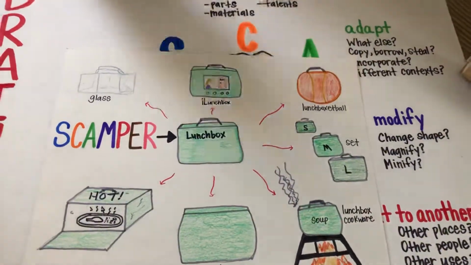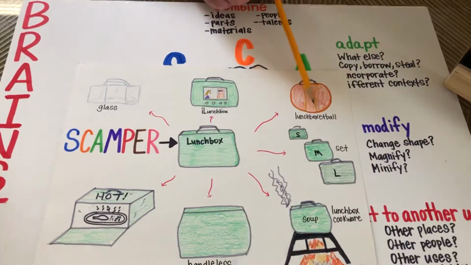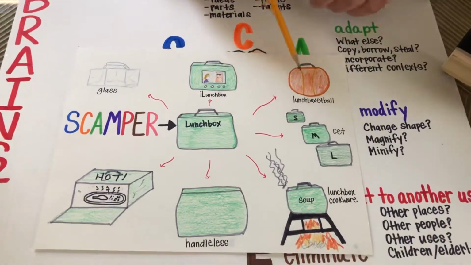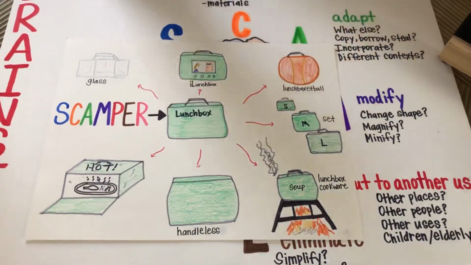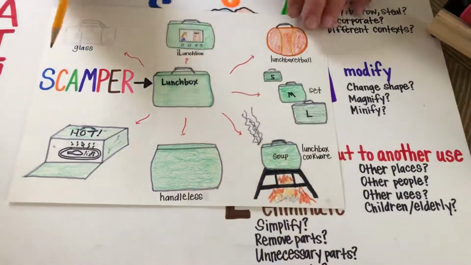Then adapt. What else can we do? Can we borrow? Can we change it at all? How about a lunch basketball? Make a basketball lunchbox. Cool. Then let's go to modify. Can we change the shape, minify, make it bigger, smaller? How about a set of small, medium, and large lunchboxes?